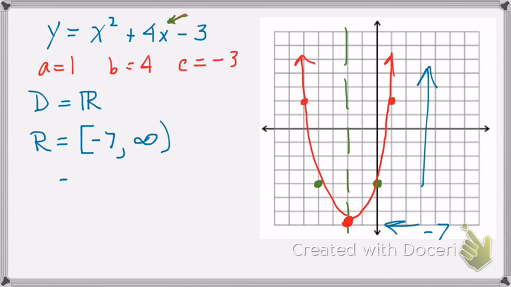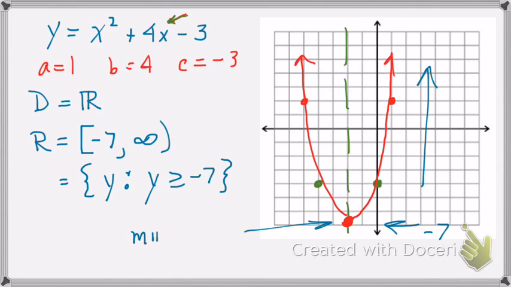In set notation, it would be written this way. Y is greater than or equal to negative 7. Those two statements mean the same thing. I can see that it has a minimum of, what is that, negative 7. So that's the minimum value of the function. And that is pretty much it. So that is sections 1 and 2 basically that we've covered so far in Unit 2.